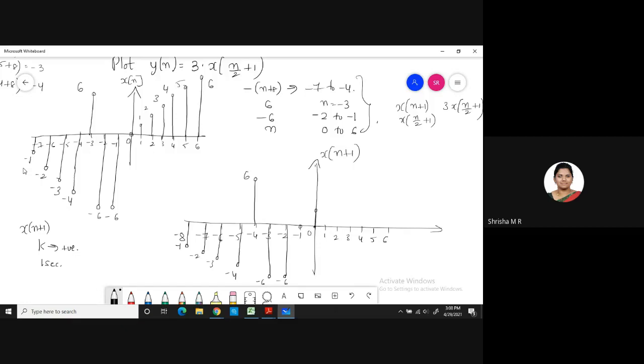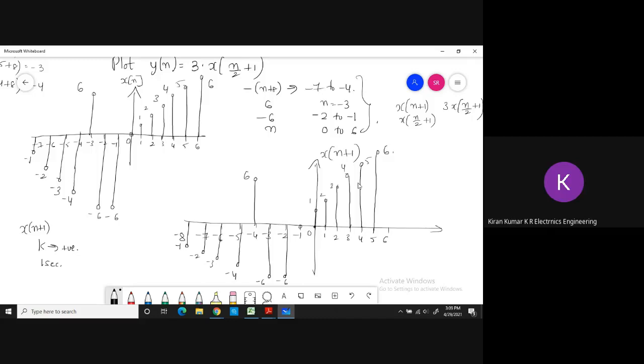The amplitude 1, and at 1 you have amplitude 2, and at 2 you have amplitude 3, at 3 you have amplitude 4, at 4 you have amplitude 5, and at 5 you have amplitude 6. Got it, everyone? Yes, ma'am. We have shifted the whole signal left by 1 instant, or 1 second. This is x of n and this is x of n plus 1. Understood, everyone?